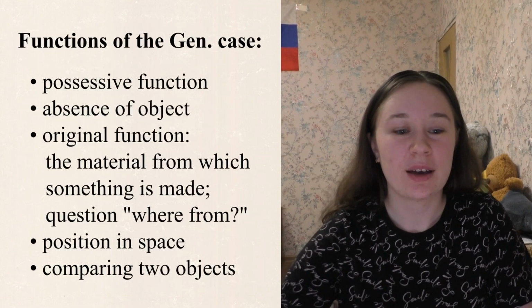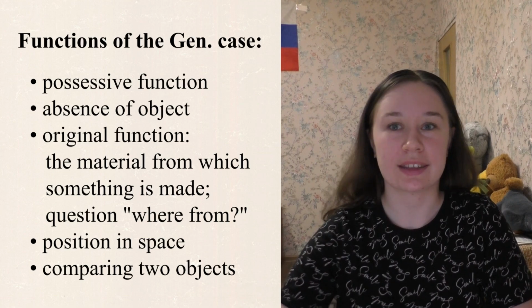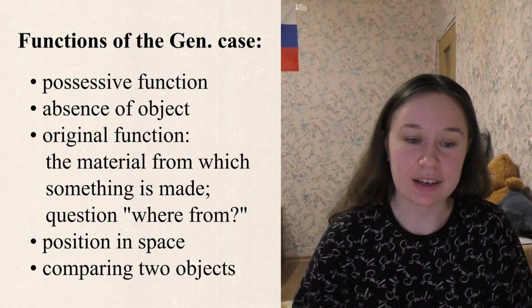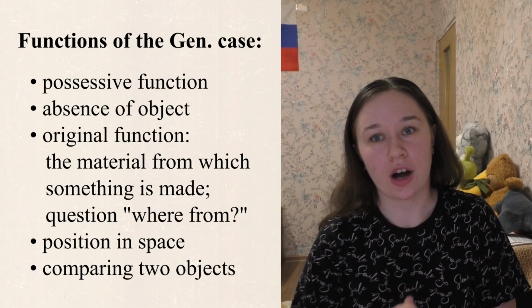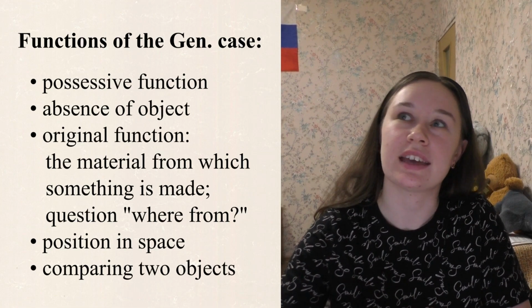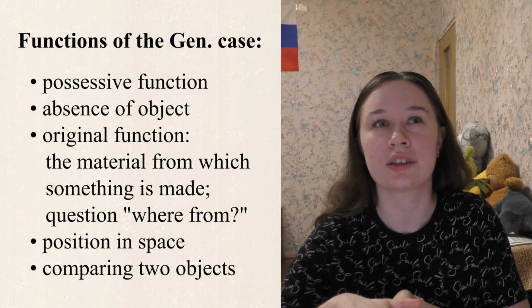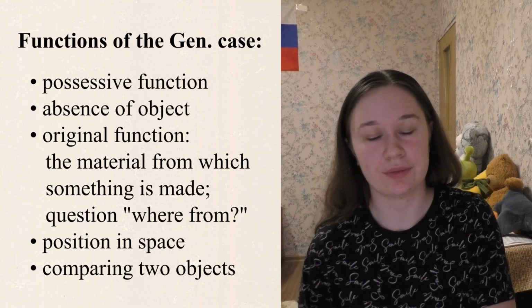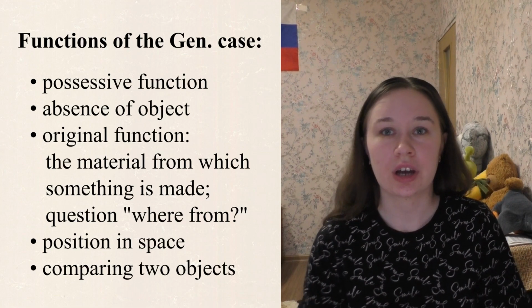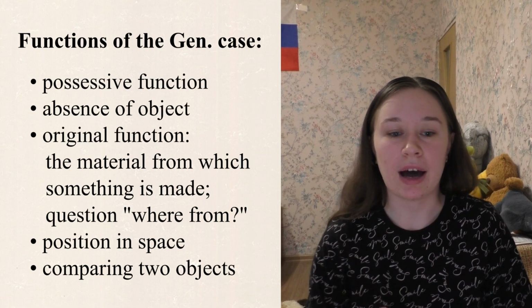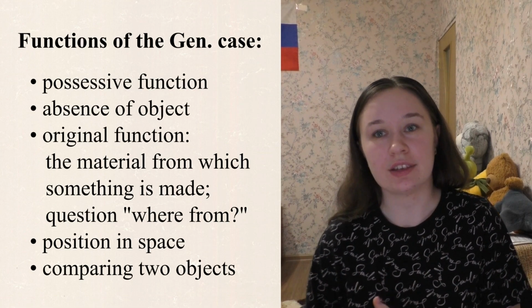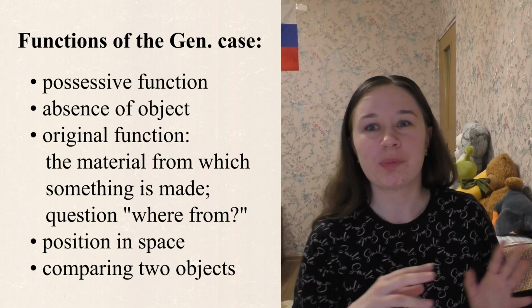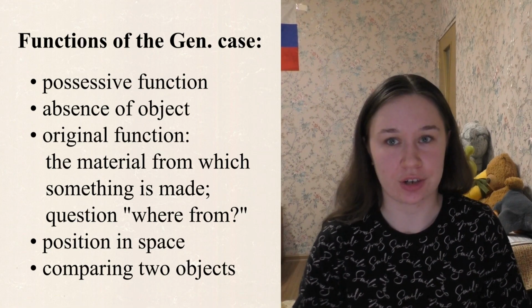The first one, possessive function, when we talk that something belongs to something or somebody. The second one, absence of object. In English, those sentences start with the words there is not something or somebody. The next one, original function, when we talk about material from which something is made. For example, wooden table, stone wall, paper airplane, and etc.